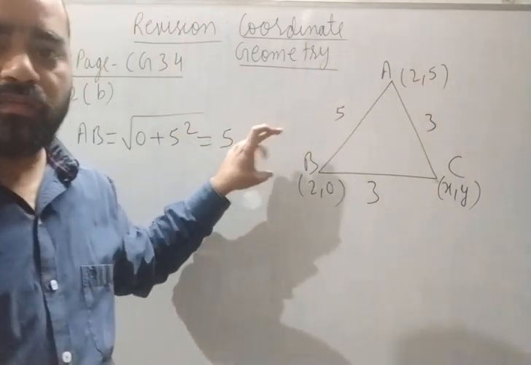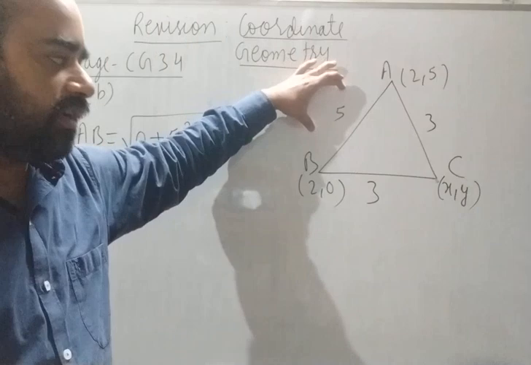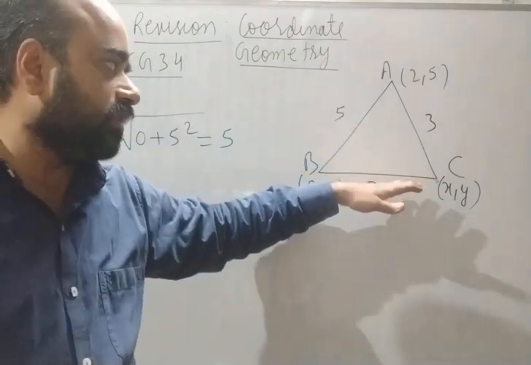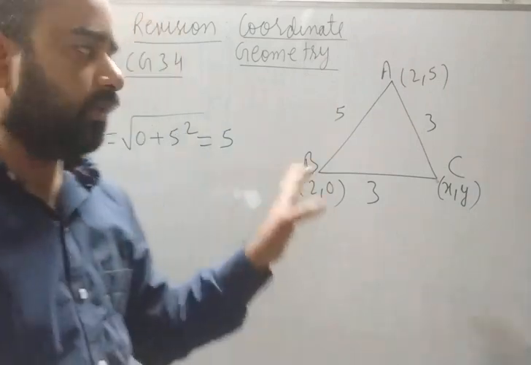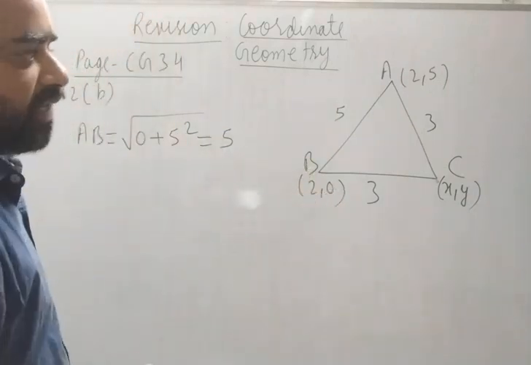These two vertices are given. We can find the length of this side. This is 5 units and length of equal sides is 3. It means this is not 3. These two remaining are 3 and 3. Now we can find. So BC and AC are equal.